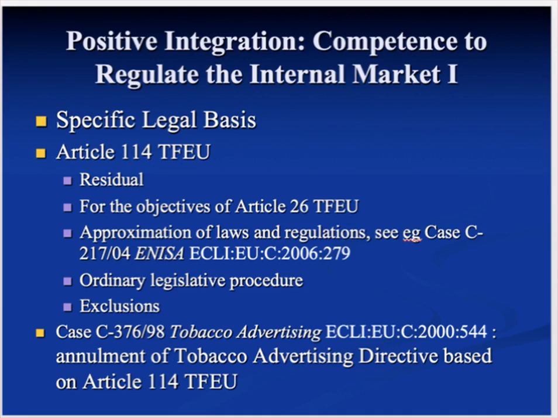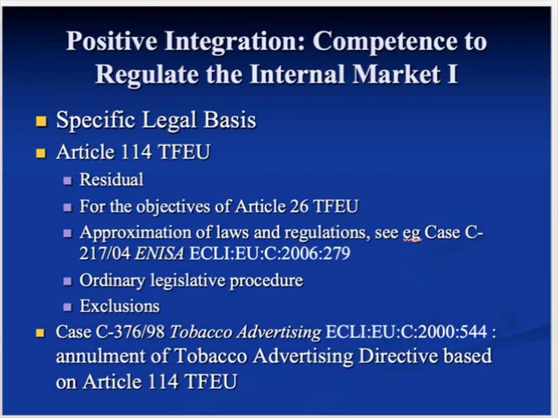So Article 114 TFEU provides, save where otherwise provided in the treaties. Okay, so save where otherwise provided in the treaties tells us that this is a residual legal basis. It may not be used if there is another, better, more specific legal basis somewhere else in the treaties. Save where otherwise provided in the treaties, the following provisions shall apply for the achievement of the objectives set out in Article 26.